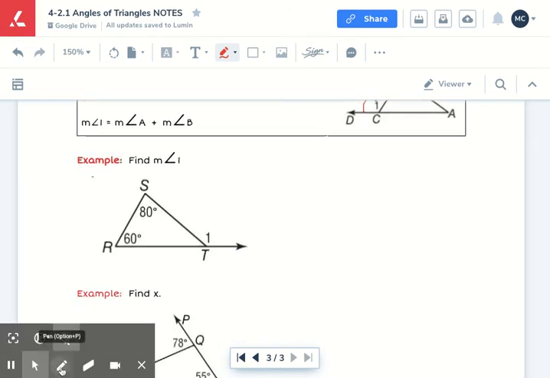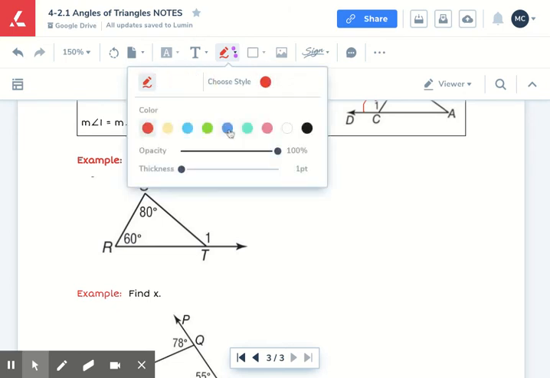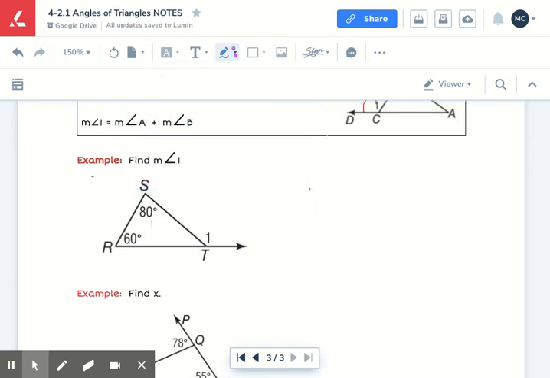All right, so we have an example or two. Let me use this one. All right, so we're looking for the measure of angle 1, which is this angle here. It is an exterior angle on this triangle. So according to this theorem, I would say the measure of angle 1 is equal to the measure of angle S plus the measure of angle R, the two angles that are not adjacent. I call those remote angles.